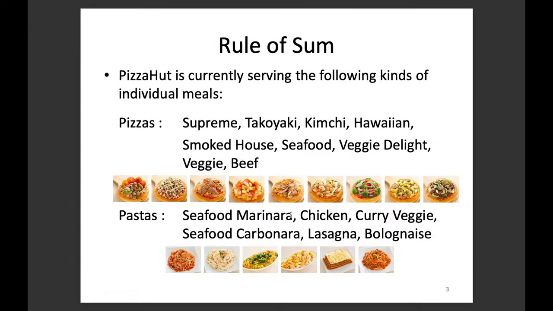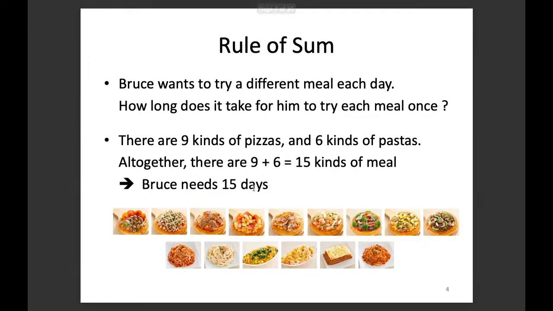So the first one is called the rule of sum. Imagine this scenario. We are looking at Pizza Hut, and Pizza Hut has a lot of different kinds of meals serving for us. You may order pizzas, or you may order pastas. So there are various choices. Suppose that Bruce wants to try a different meal from Pizza Hut every day. If he wants to try each meal once, how much time does it take? It is actually very easy to compute. We just need to count the different kinds of pizza that he can order and also the different kinds of pasta that he can order. Then we simply add these two figures up and we get the result.